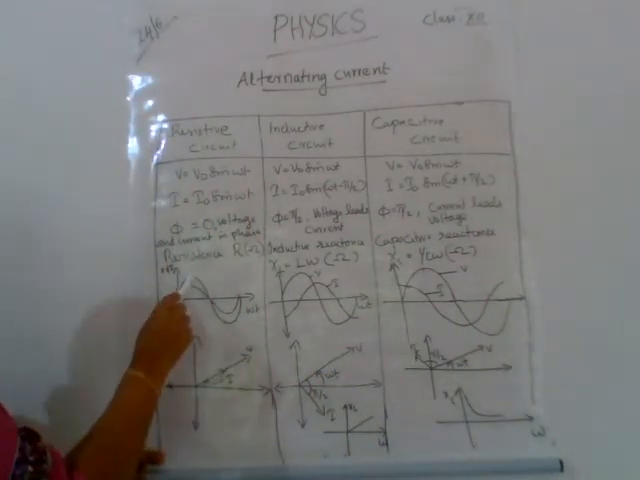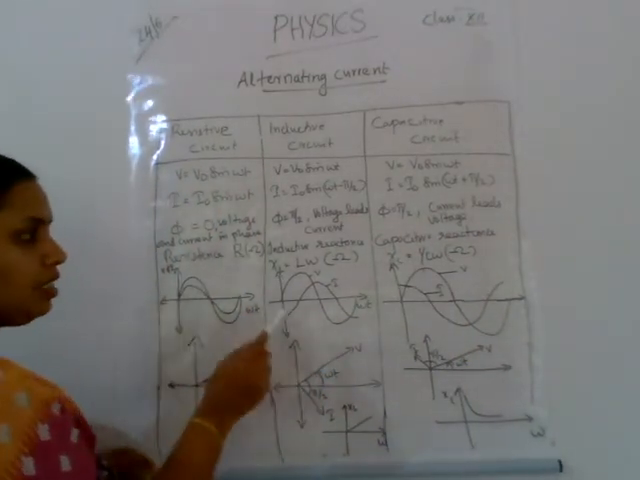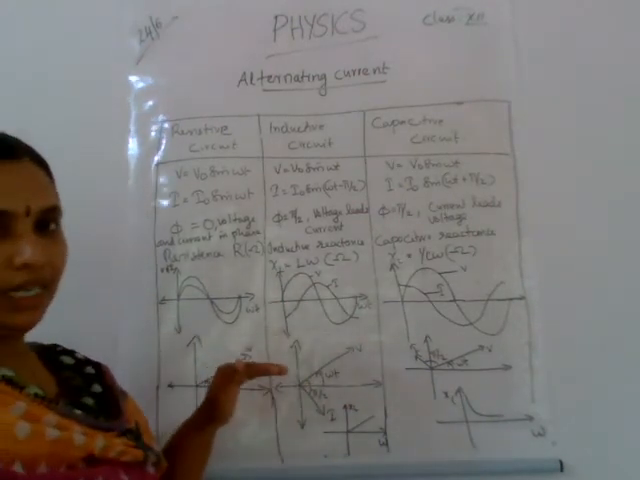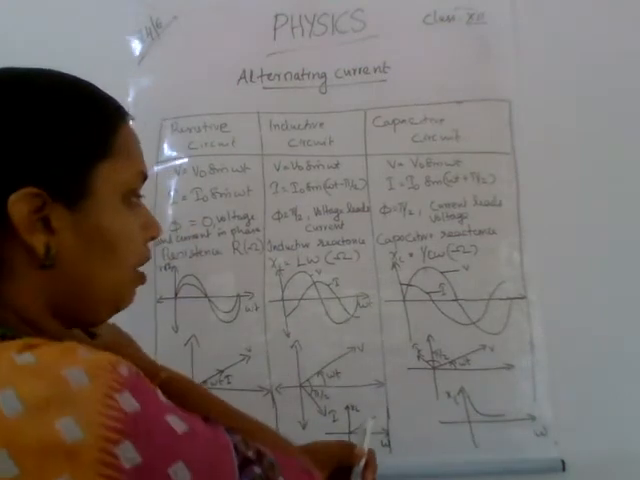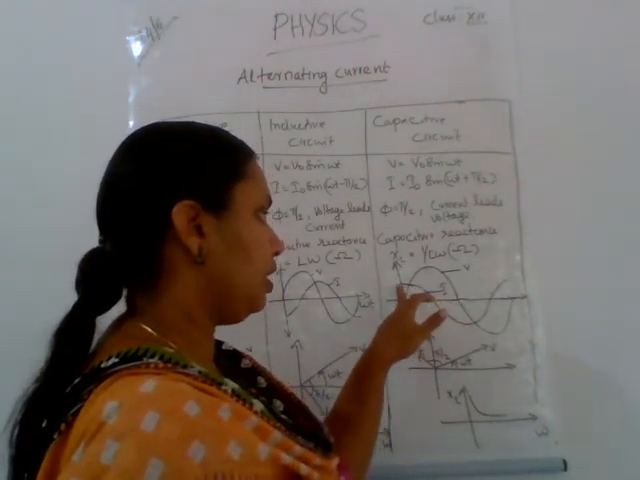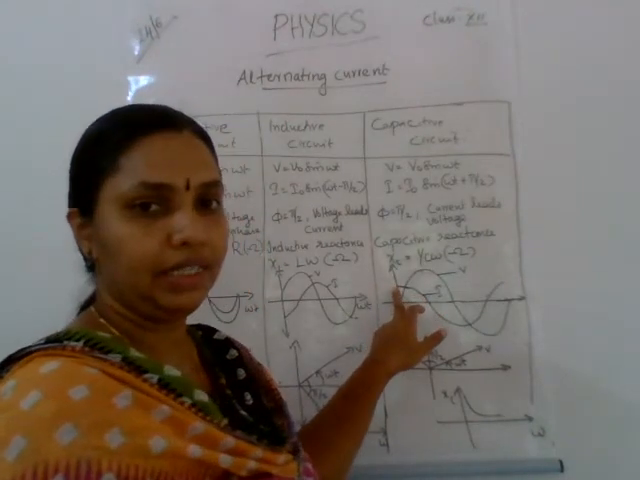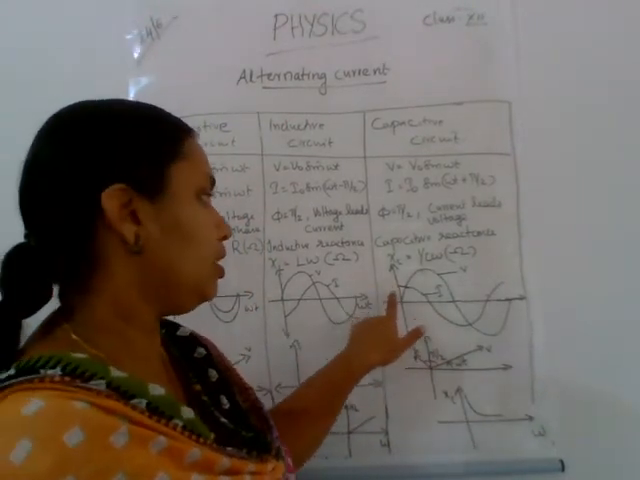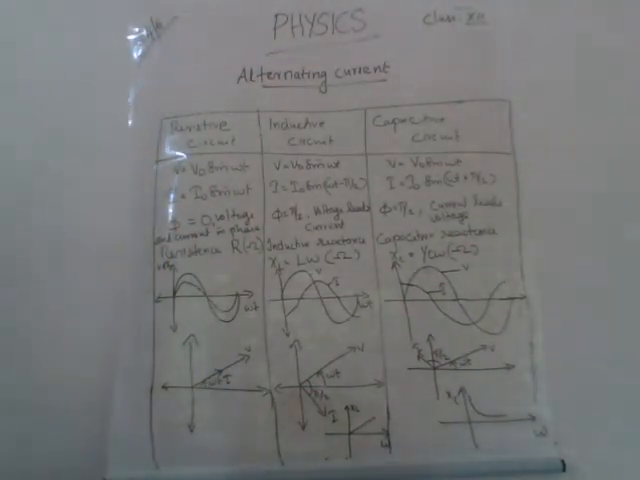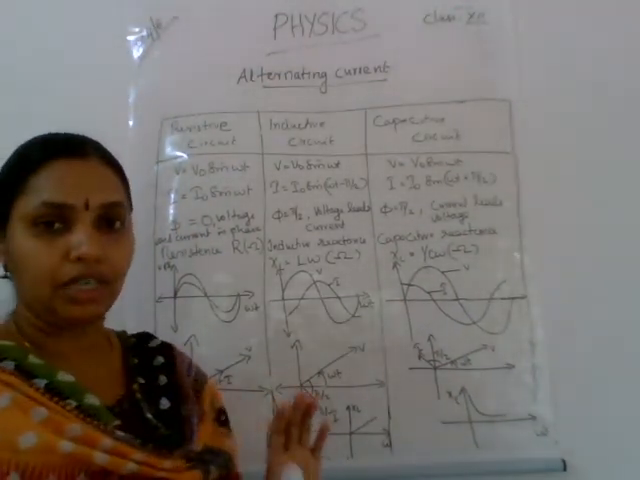Graphical representation. Voltage and current are in the same phase. Here voltage leads current. Okay, that magnitude will be less. While drawing, you have to be very careful. And here current leads voltage. At zeros, current is more and voltage is less. Okay, current leads voltage.